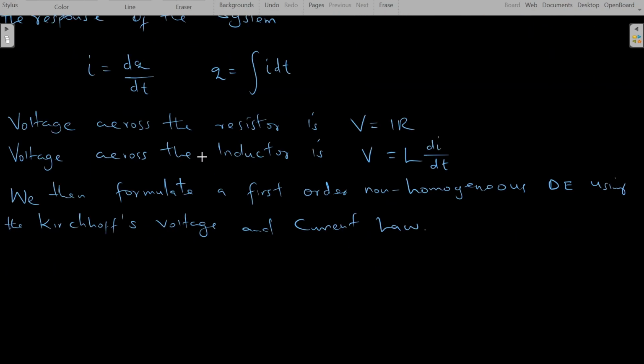So let's get this derivation well. So the voltage across the resistor is V equals iR, and the voltage across the inductor is L times the derivative of current with respect to time. So we will formulate a first order non-homogeneous equation using Kirchhoff's voltage and current law.